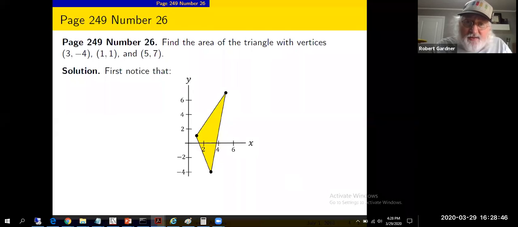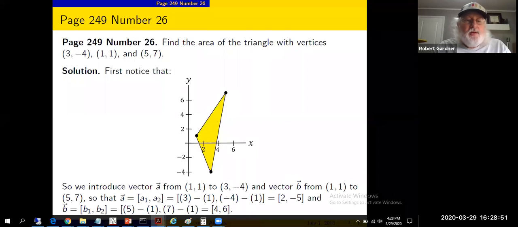And we aren't equipped to find areas of triangles. We're equipped to find areas of parallelograms using vectors. So let's introduce a vector A from point (1, 1) to point (3, -4). So vector A will point along this edge of the triangle. Let vector B be from the point (1, 1) to the point (5, 7). So vector B will point along this side of the triangle. Well, they'll determine a parallelogram, and I think we can relate the area of that parallelogram and the area of this triangle.